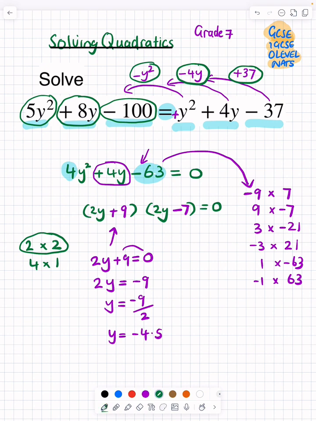The other solution, we could have 2y take away 7 equals 0, and then add the 7 to both sides. So we get 2y equals a positive 7, and then divide both sides by 2, we get 7 divided by 2, and y is 3.5. So these are the two solutions for this question.